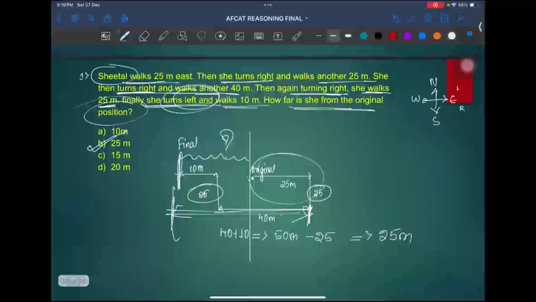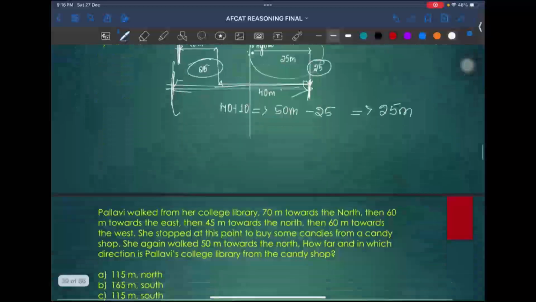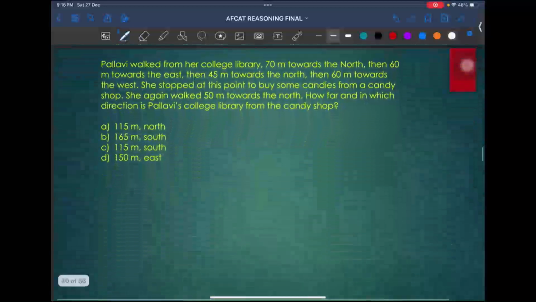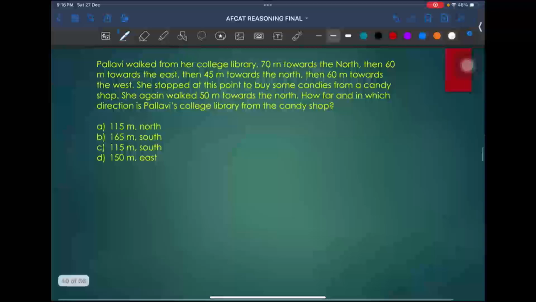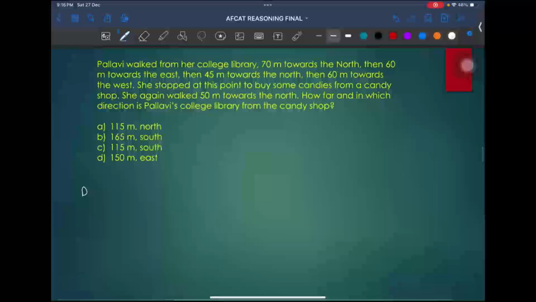Whenever you draw this kind of picture, it is better to draw arrow marks so that you will be able to identify which is right and which is left. Okay. Can you try to solve this question? If possible, take a minute and try to solve it. Here you need to find both direction as well as distance. If possible, try to solve this.